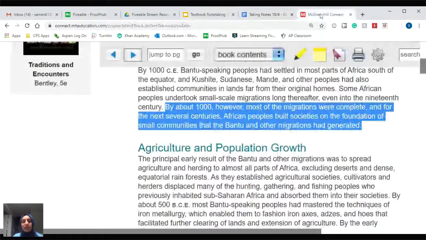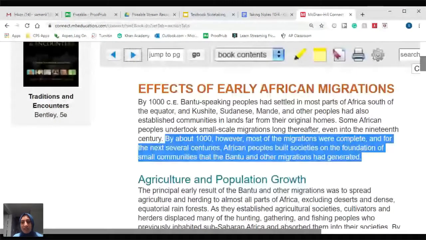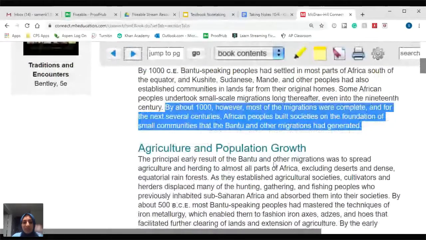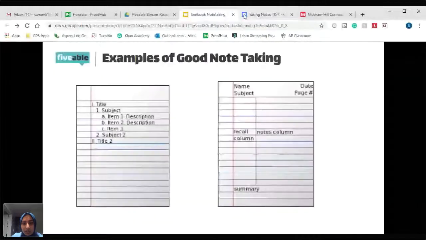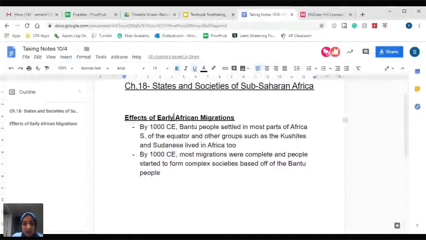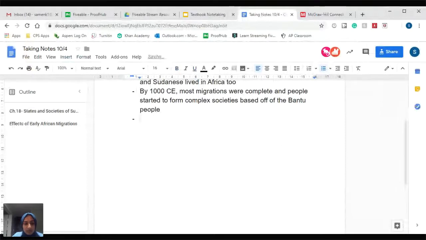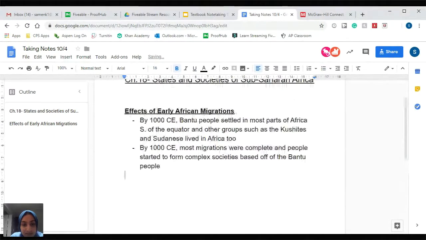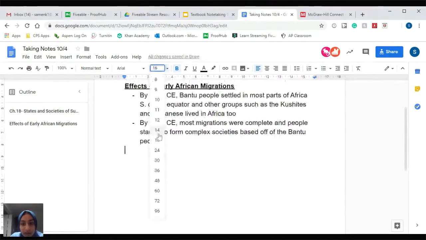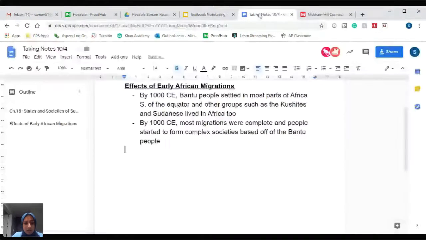So yeah, you just want to look and it's your best estimate to say like, oh, this is important, I should write this down. This isn't important, I probably shouldn't write this down. So now we're going to move on. Now we have this subheading here called agriculture and population growth. So under here, I have this right here. So now I'll probably just make this the same. Let's lower that. And then I'm going to write agriculture and population growth.